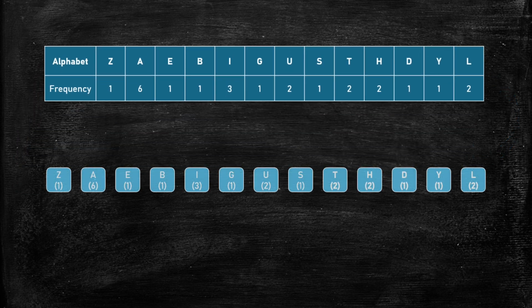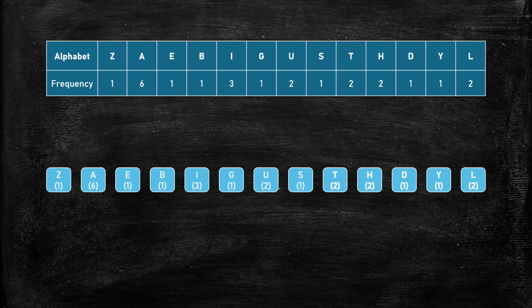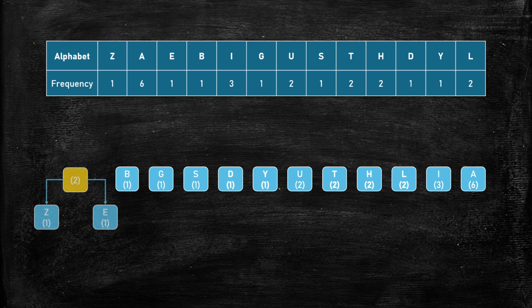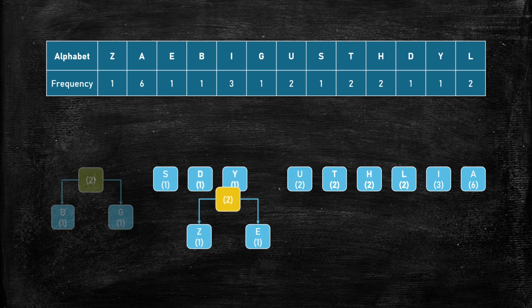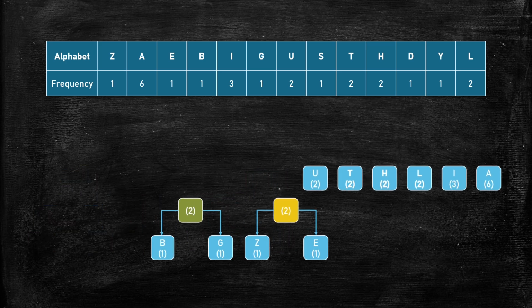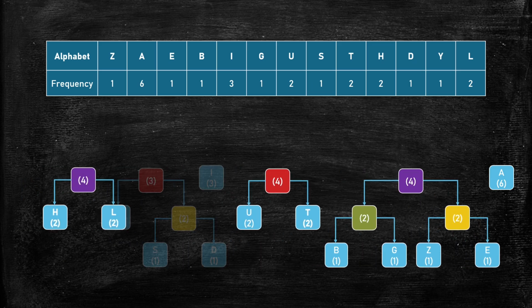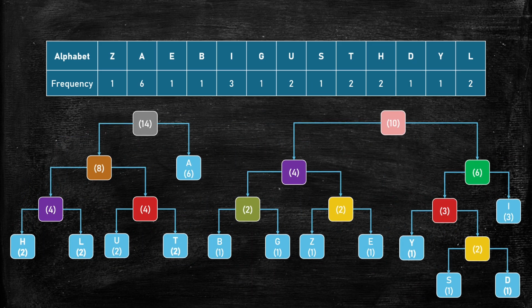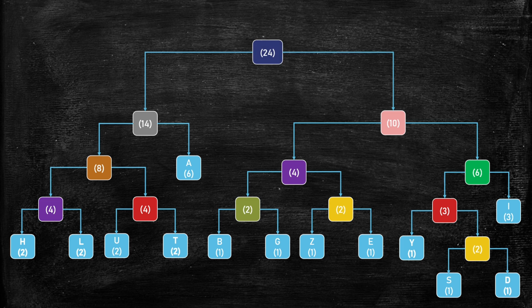Then you need to arrange those groups of characters based on their frequencies from lowest to highest. Now, take the two characters with the smallest frequencies, connect them together, and make a new node with the sum of those two frequencies. After that, you arrange them again based on their frequencies, and repeat, and go on until you create a tree that we call the Huffman tree.